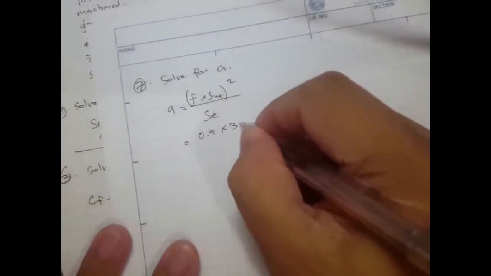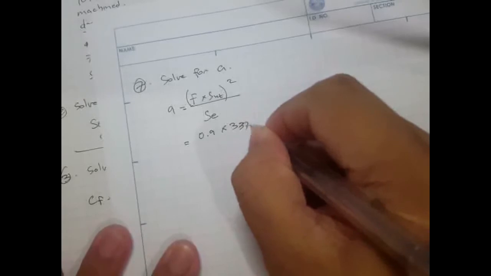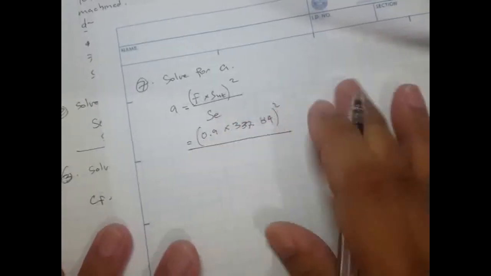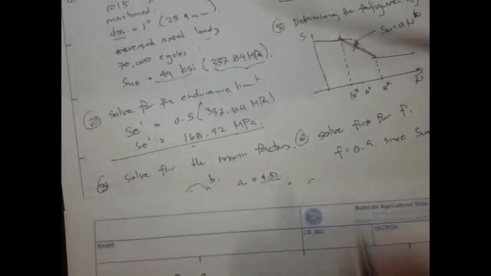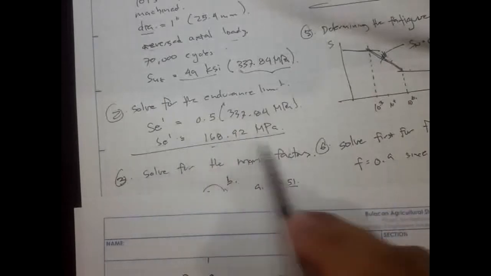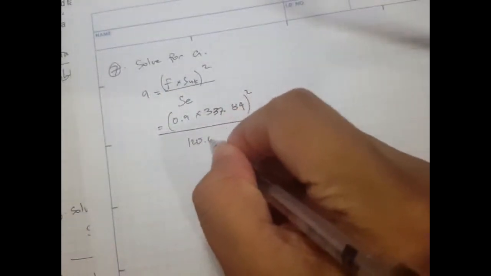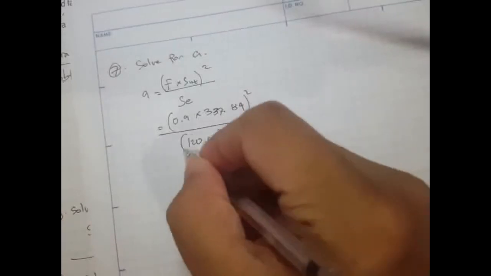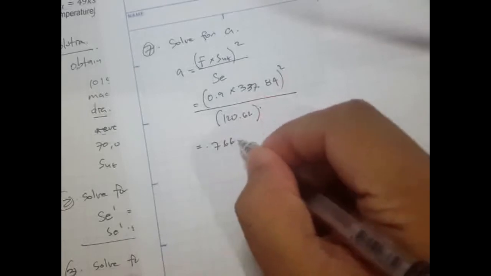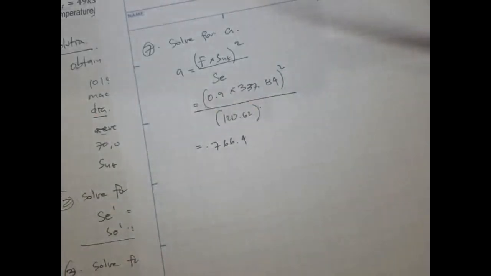This is 337.84 squared, divided by our, okay, not this one, because this one is based on the standard specimen, but rather we will use this corrected endurance limit of 120.62 megapascals. And what we get here is 766.4 megapascals.